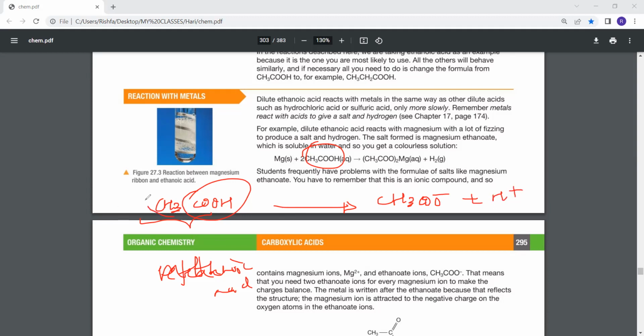Whenever it's a carboxylic acid, the first whole set gets the minus sign. We call it the ethanoate ion. Just like H plus is the hydrogen ion, SO4 2 minus is the sulfate ion, Cr2O7 2 minus is the dichromate ion, and Cr3 plus is the chromium ion, now we are learning a new ion, CH3COO minus. It is the ethanoate ion. Okay, clear?